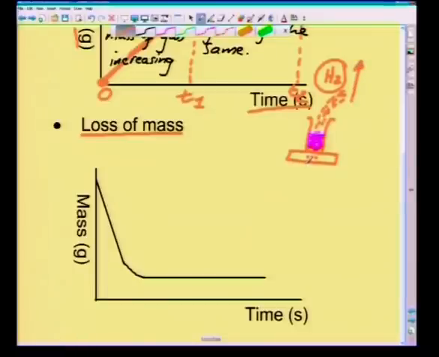What do we expect to see happening in our scale here? It should be telling us loss of mass. In other words, you start from a higher mass, and the mass is gradually getting smaller and smaller over there.